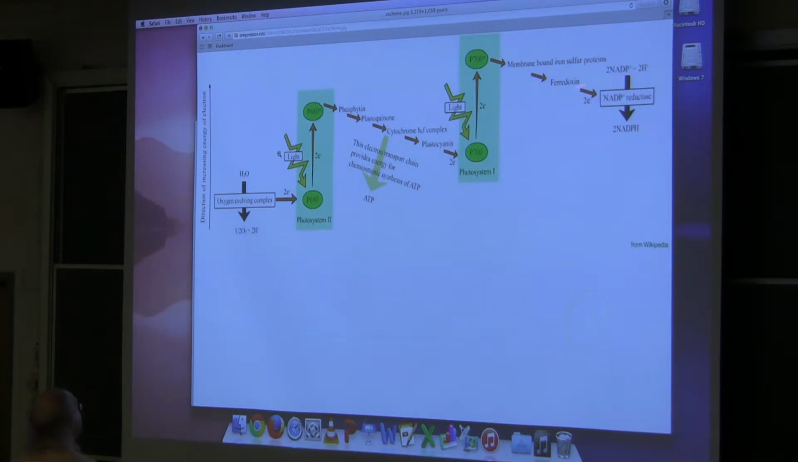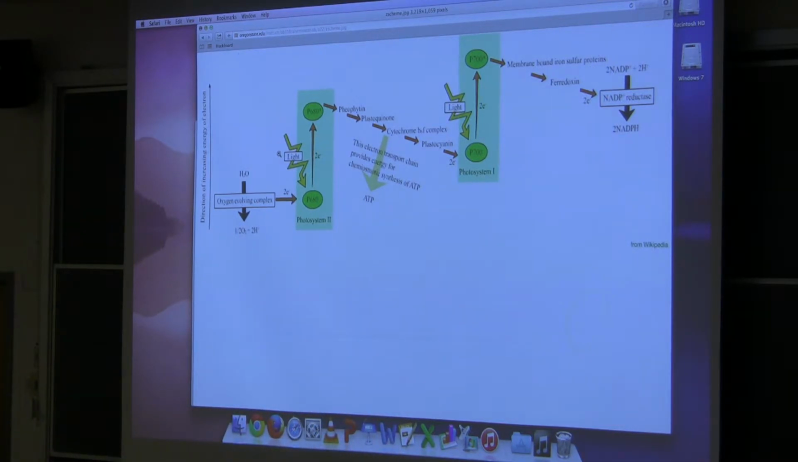Ferredoxin passes electrons off to an enzyme called NADP reductase. Well, a reductase is something that is going to reduce something else. And we have electrons coming, right? So those electrons are going to pass to NADP along with a couple of protons and create NADPH.